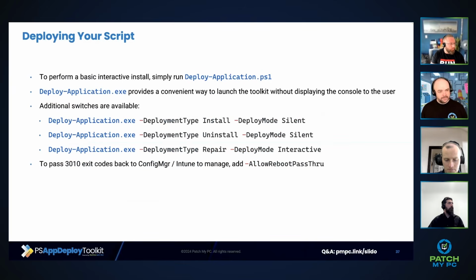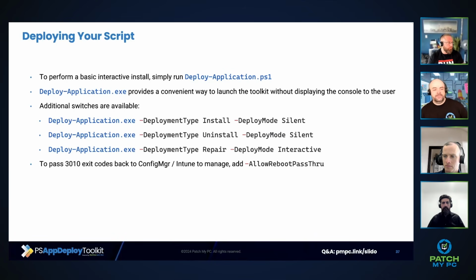So once you've got your script set up, you can perform a basic interactive installation just by running deployApplication.ps1. DeployApplication.exe gives you a nice way to launch that toolkit without the console flashing up to the user. And that supports a number of switches, as you can see on screen there: install, uninstall, or repair. And you can have it run as silent or interactive.